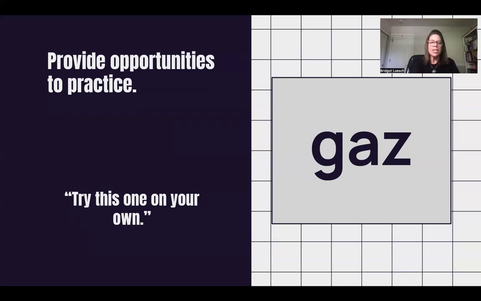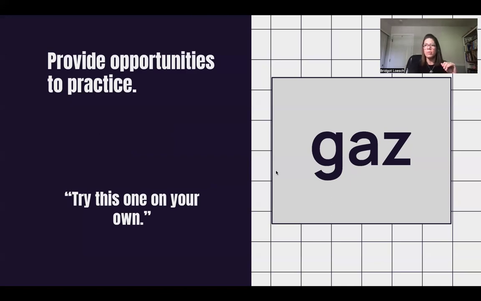So now I say, okay, try this one on your own. And I want you guys to notice something. I put a nonsense word up there. I want to make sure that these kids are using the strategy I just taught them rather than having some words they've already orthographically mapped, so they're just automatically reading them.